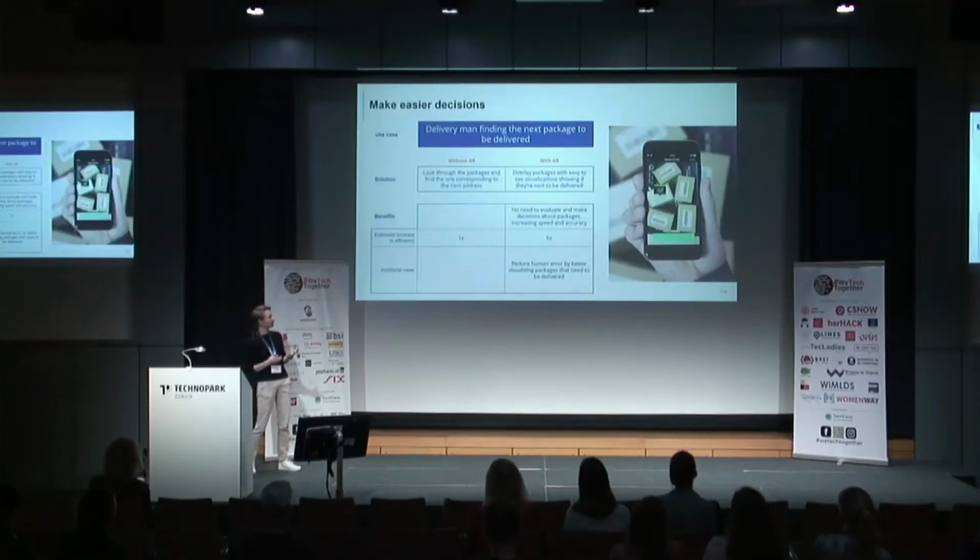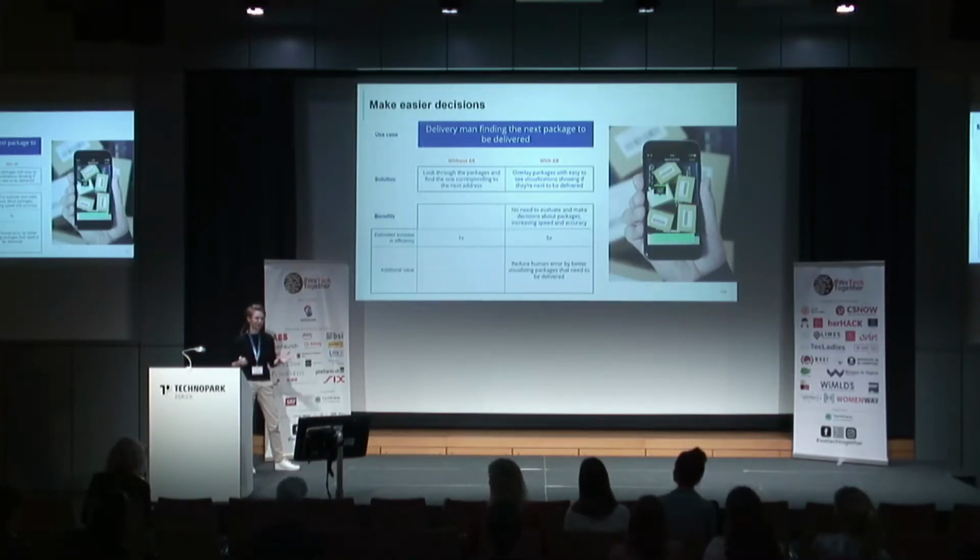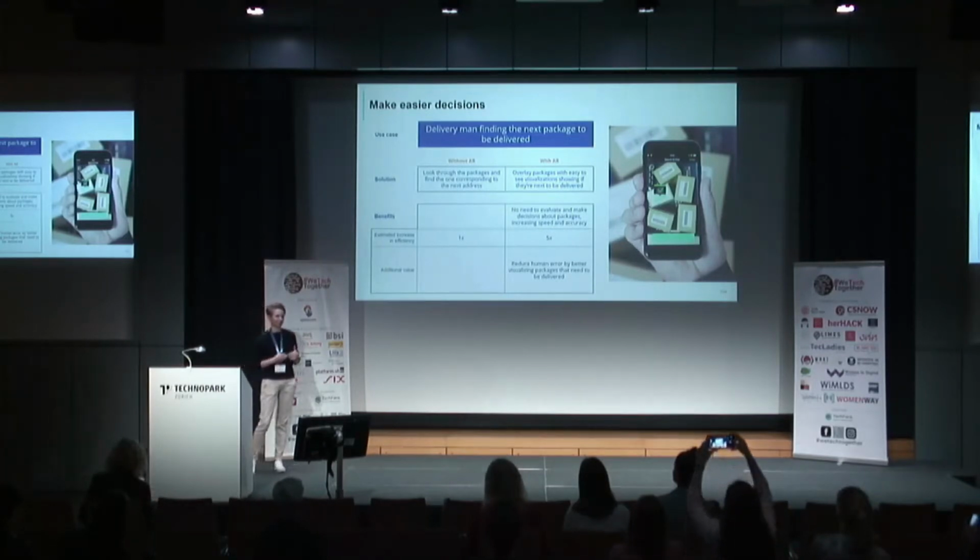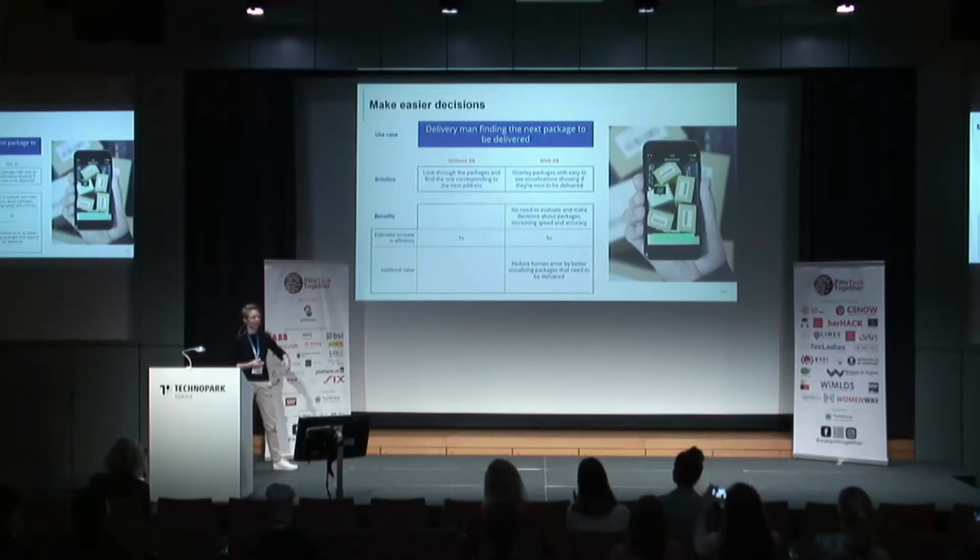Then augmented reality can also help people make easier decisions. And the use case that we will take a look at for this is a delivery man finding the next package that they need to deliver. So I think we all order a lot of things online and we all get a lot of packages delivered to us. And someone needs to deliver that package to us when we order something. And usually how this goes is that there is a delivery man who is driving around with a big van and it's full of packages in the back.